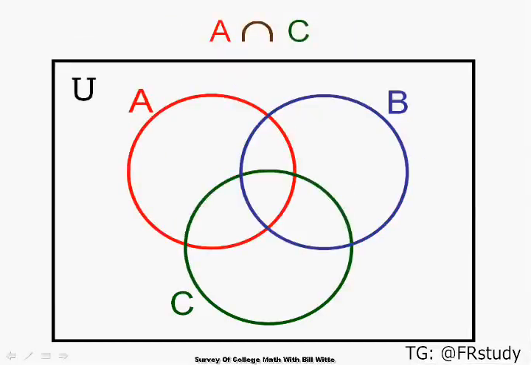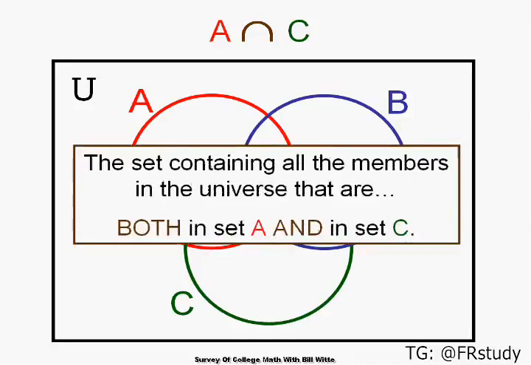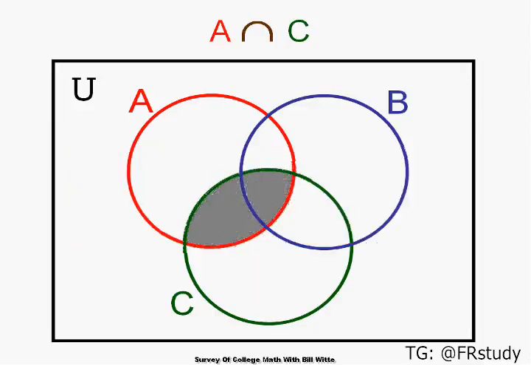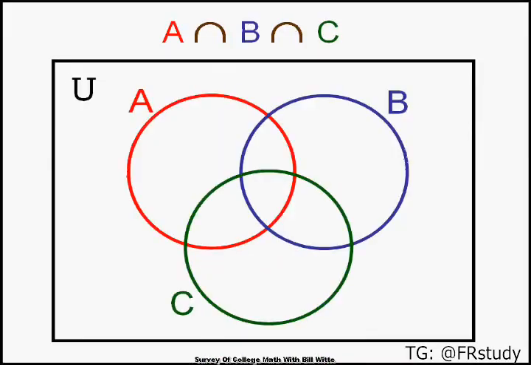So A intersected with C would mean forget B, and just give me all the members in this universe that are both in A and in C. Okay, very simple, isn't it? That's the intersection of A and C. Well, what would the intersection of A, B, and C be?